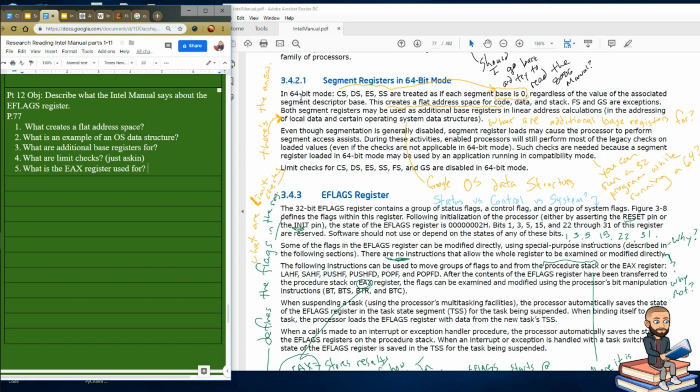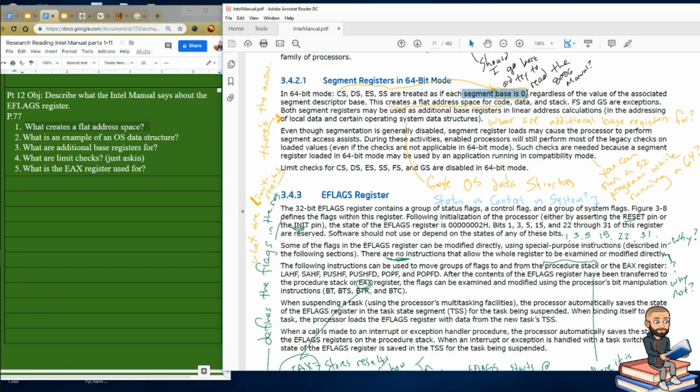So here we go. In 64-bit mode, those segment registers are treated as if each segment base is a 0. Regardless of the value of the associated segment descriptor base, this creates a flat address space for code, data, and stack. So there's your first question. What creates a flat address space? And the answer is having each segment base equals 0.